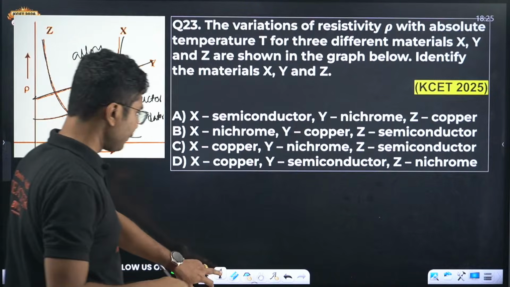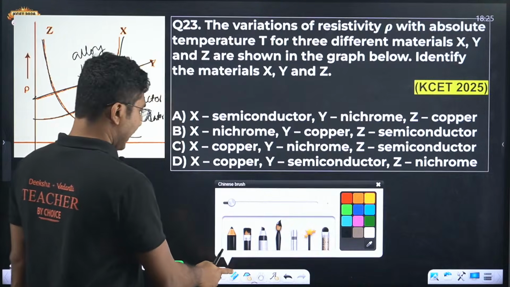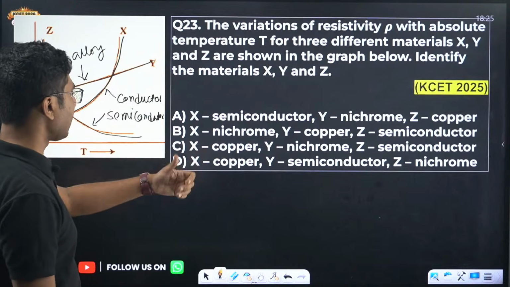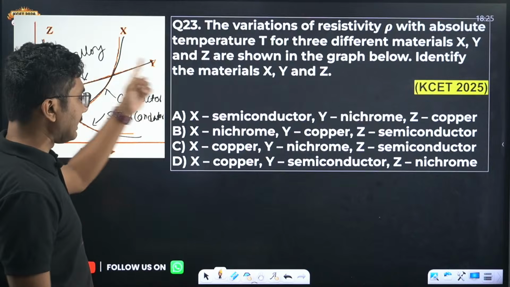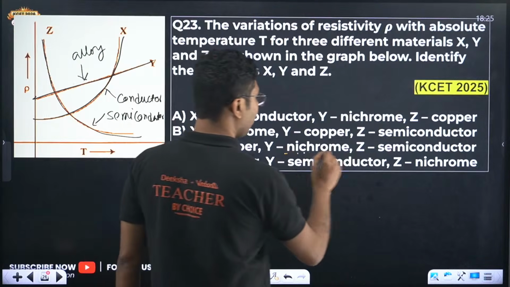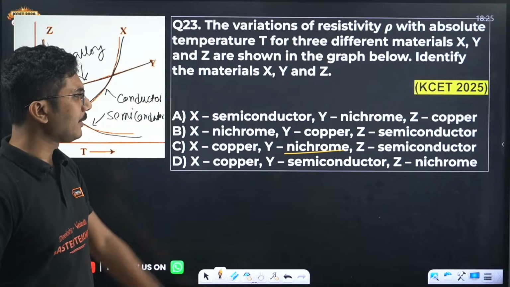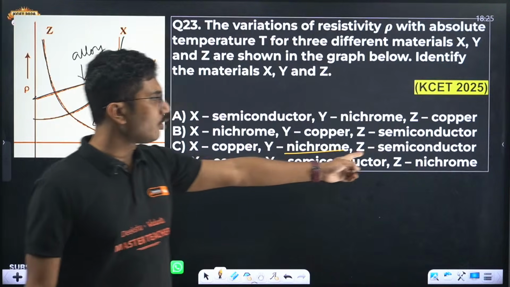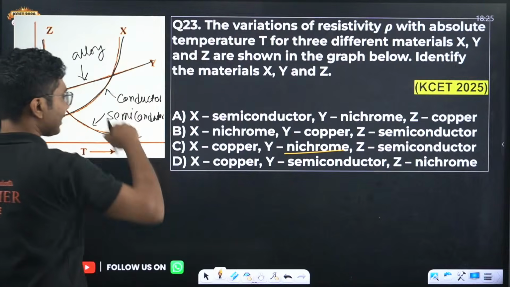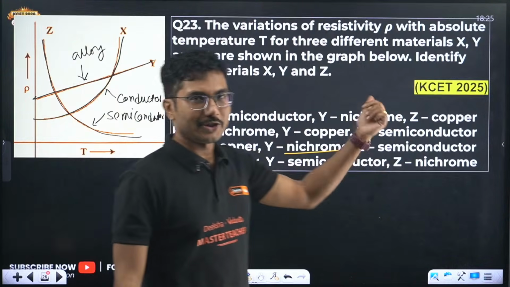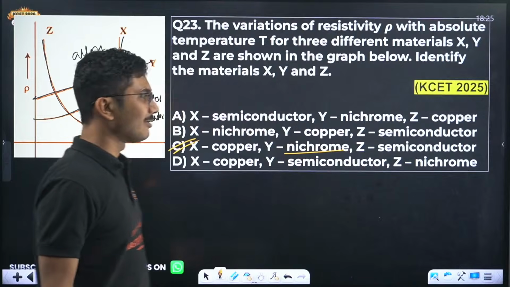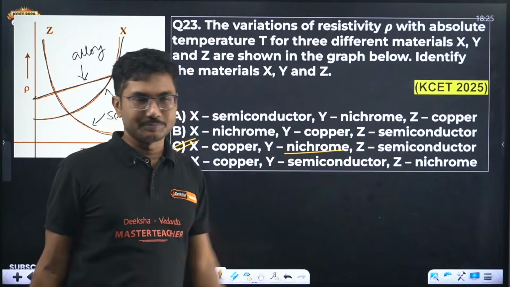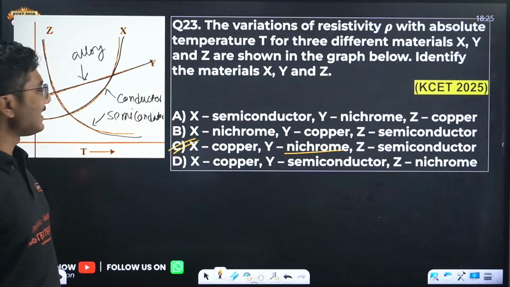Now let's see the options. X is a conductor, copper. Y is nichrome. Nichrome is an alloy of nickel, chromium and one more thing. Z is a semiconductor, or they should have given silicon or germanium, that would have been better. Silicon and germanium are semiconductors. So copper, nichrome, silicon. Option C is correct.